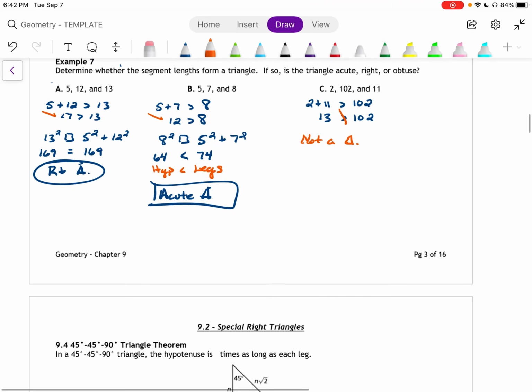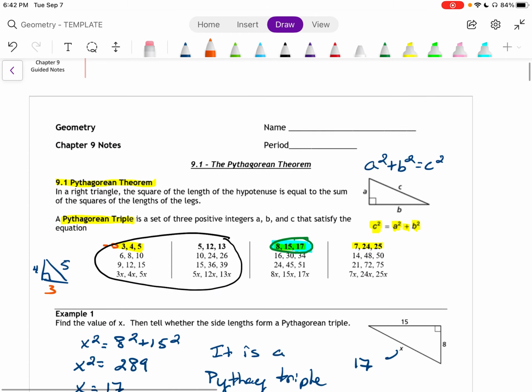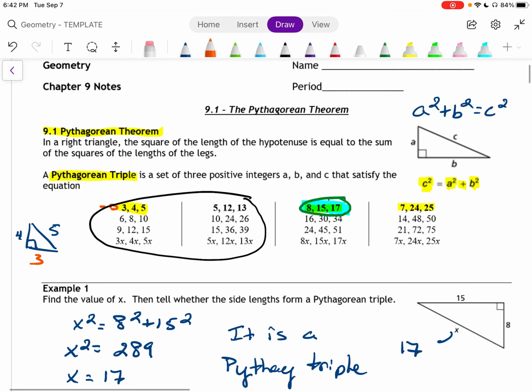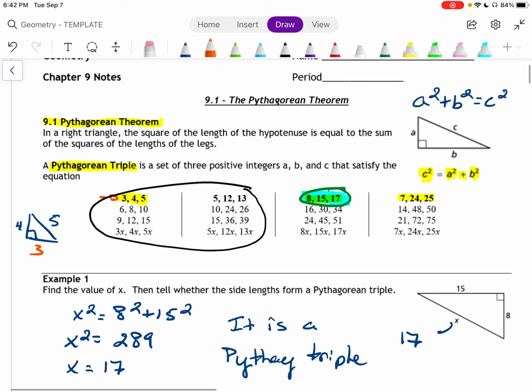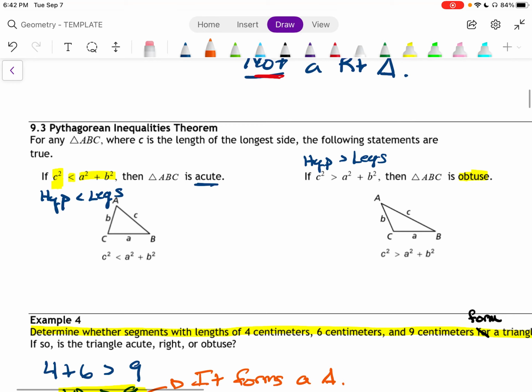All right, so that is the end of those notes. Make sure you have these Pythagorean triples copied down. And then also, make sure that you have this inequality theorem copied down. All right, that's all.